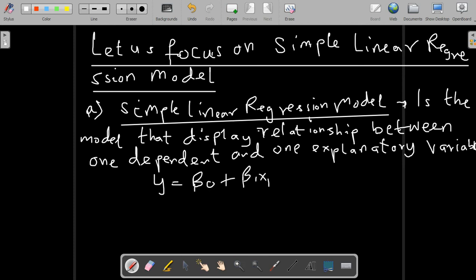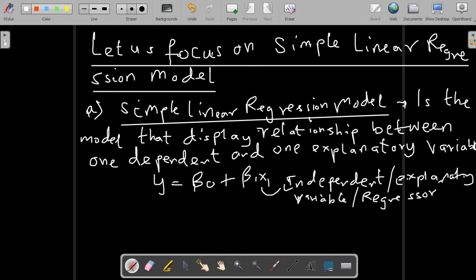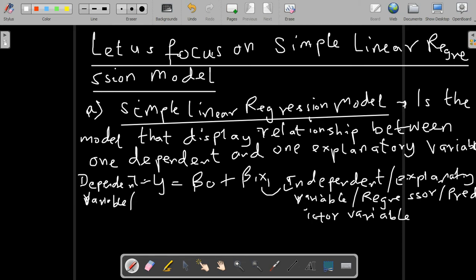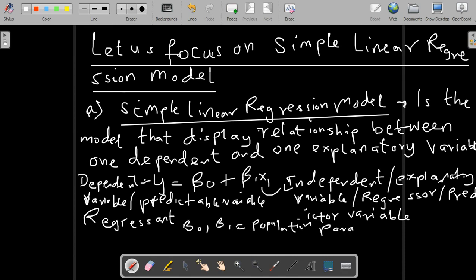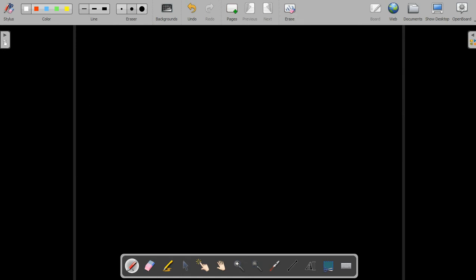So let's consider now, suppose we have y = beta naught + beta 1 x1, which is a simple linear regression model where x is the independent or explanatory variable, or the regressor, or the predictor variable, and y is the dependent variable or predicted variable, which we call the regressand, or sometimes the response variable. So beta naught and beta 1 are population parameters. Also, beta 1 stands as the coefficient in the model.